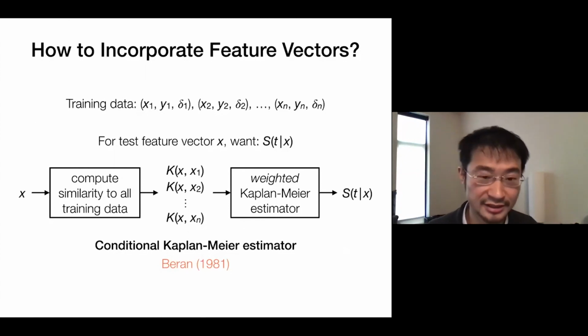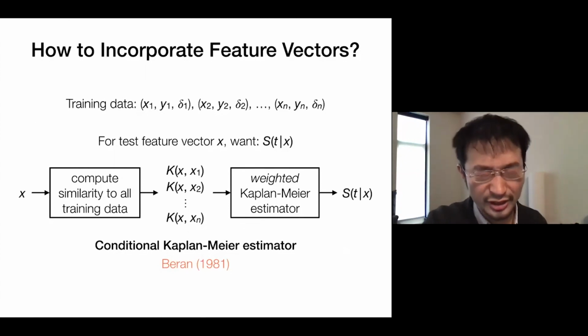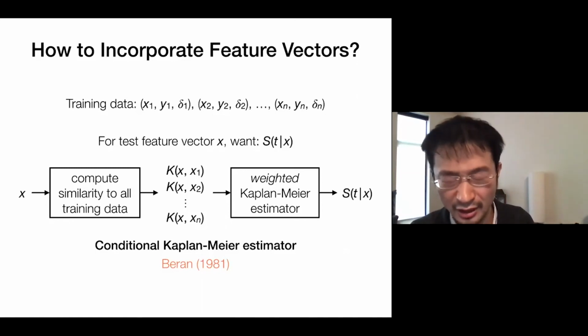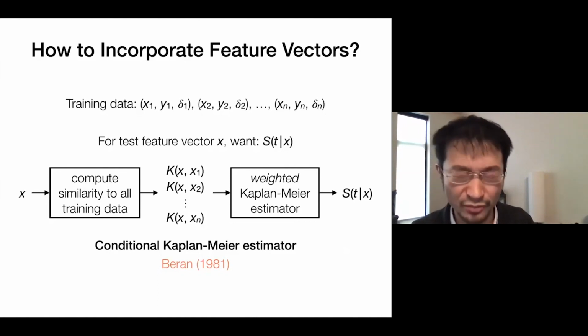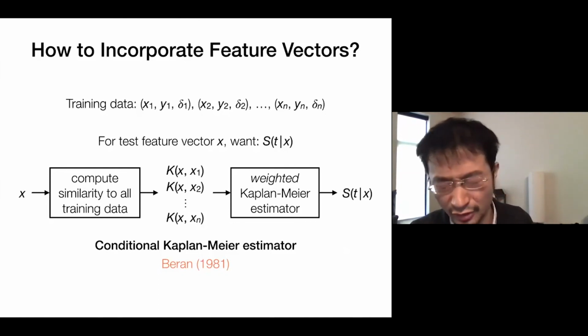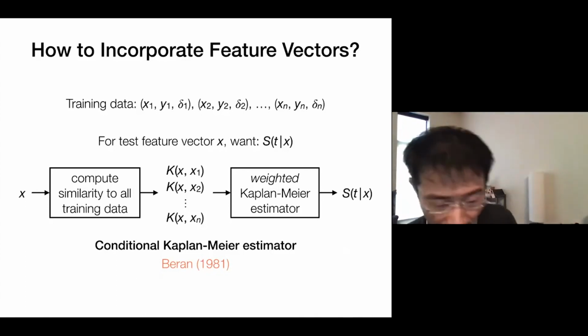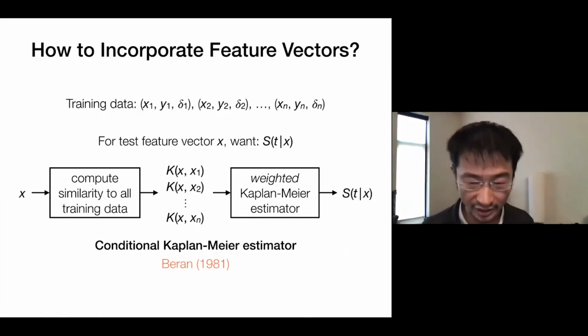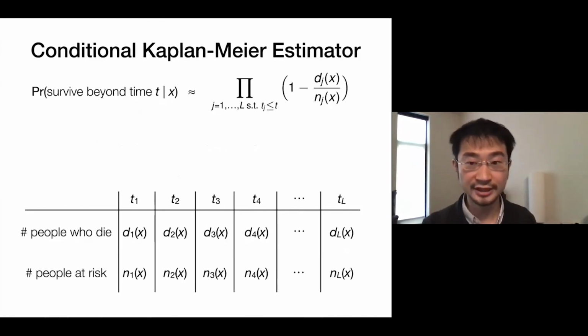Okay, so this generalizes to a kernel variant, and the kernel variant is the following. For your test feature vector, you're actually going to compute the similarity to all of your training patients, x1 all the way up to xn. And then you're going to use a weighted version of Kaplan-Meier to output the survival curve. And this conditional version of the Kaplan-Meier estimator is actually from Beran back several decades ago in 1981. And I'll spell this out in a little bit more detail because it'll be something that I'll be using. So this is just like what you saw before for Kaplan-Meier, except now it's conditioned on x.